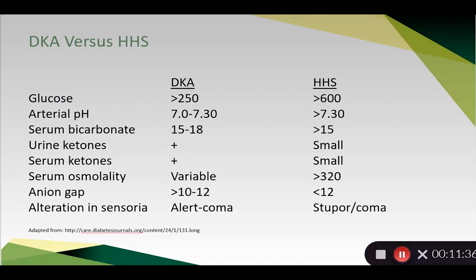And your anion gap is greater than 10 to 12 in DKA, typically less than 12. Again, you do not have an anion gap typically with HHS. And then with alteration in sensoria, you could be anywhere from alert to a coma with DKA, but with HHS, you could have and typically have stupor and coma associated with the sensoria.